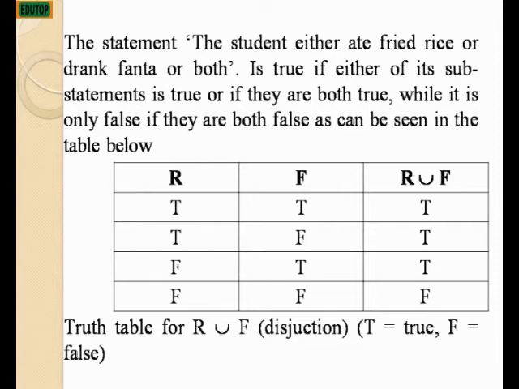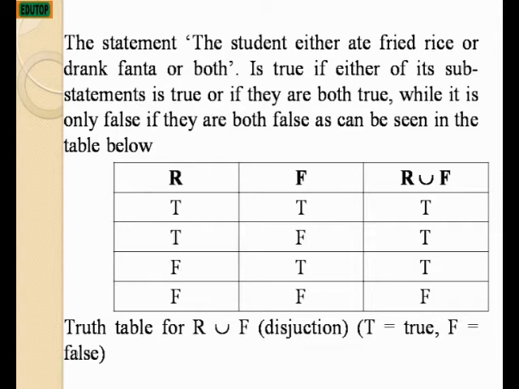I want us to recollect that for the statement to be true, it must be true for at least one of the substatements, that is, true if they are both true. It is true if either of the substatements is true. All we need is for one of the statements to be true. Then our R union F will be true.